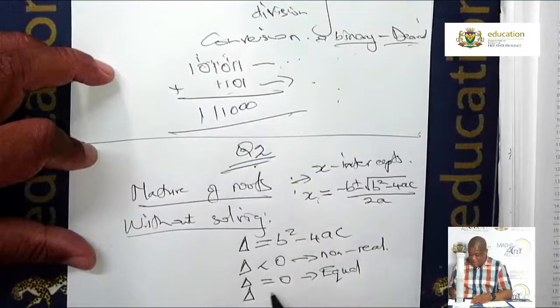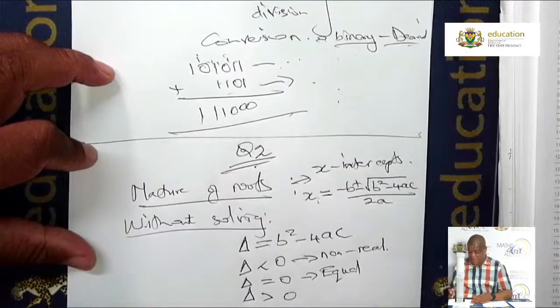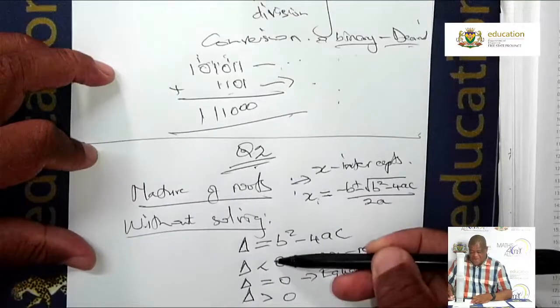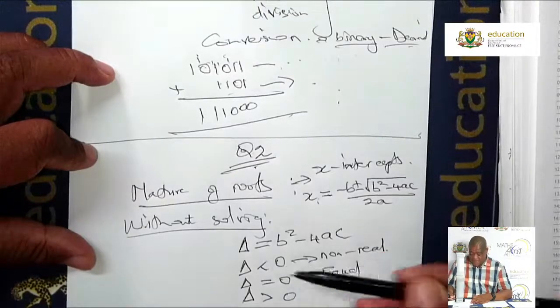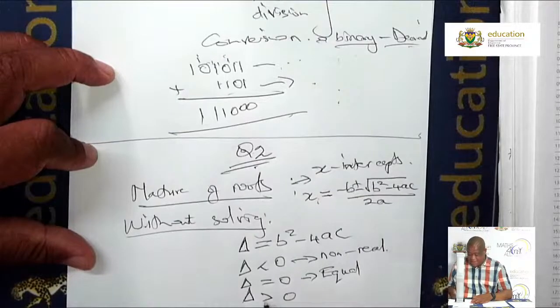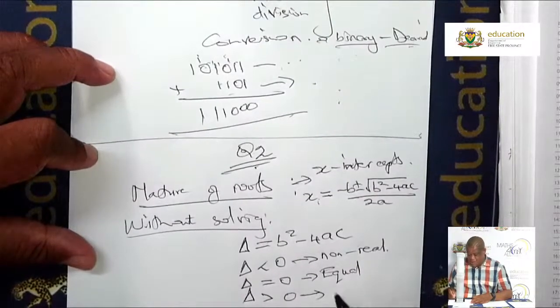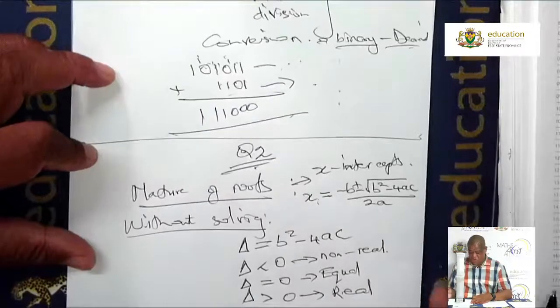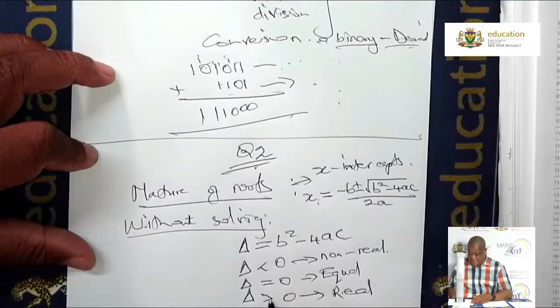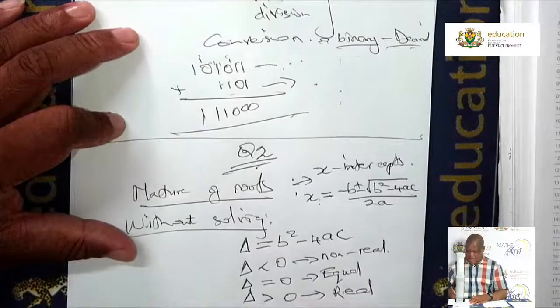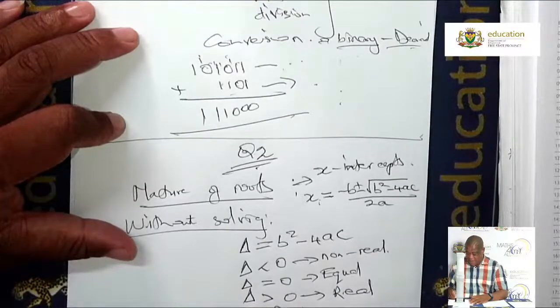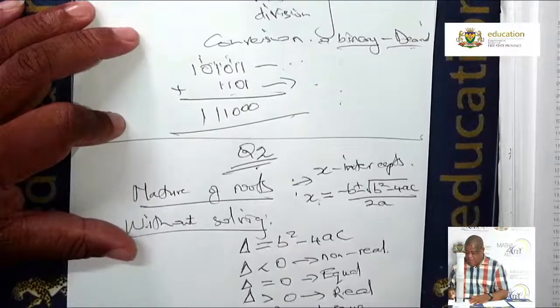That discriminant may be greater than 0. Of course, if it's not less than 0, it can be greater than 0. Now, we said less than 0 is non-real. It's automatically telling us that if it's greater than 0, then those roots are real. Just by saying greater than 0, we mean they are real. But then, the number can be greater than 0 and, at the same time, be a perfect square.